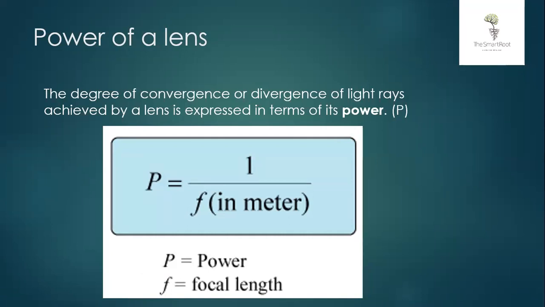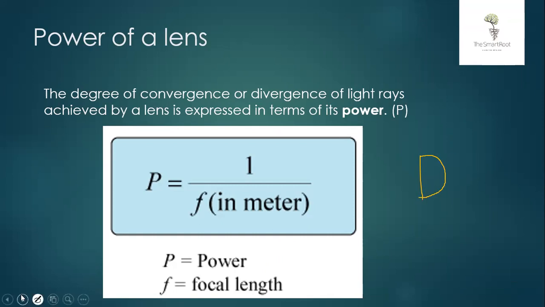If f is given to you in centimeters, please convert it to meters and then do 1 by f, so that you can get power. Also the unit of power is diopter. It is given by capital D, like this.